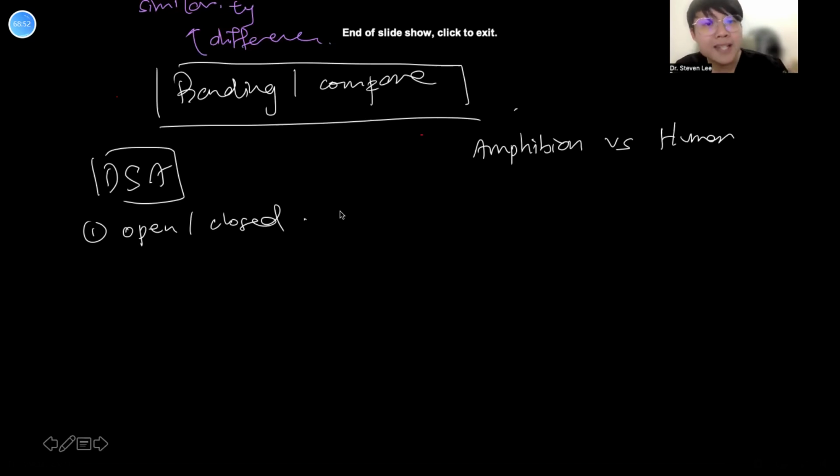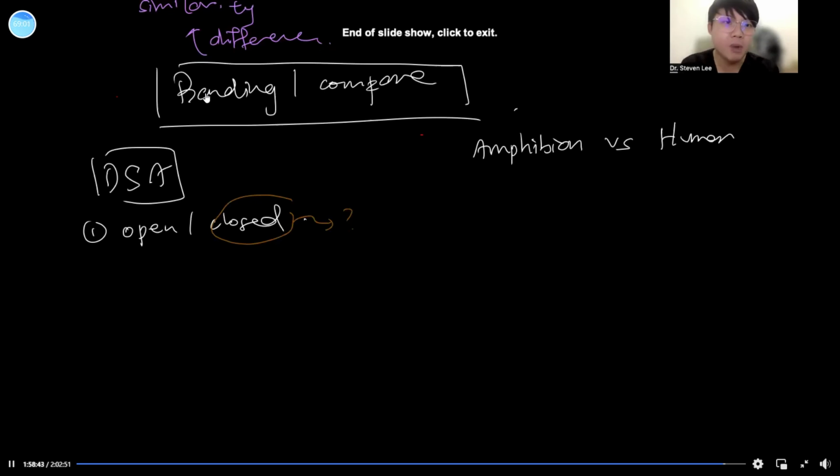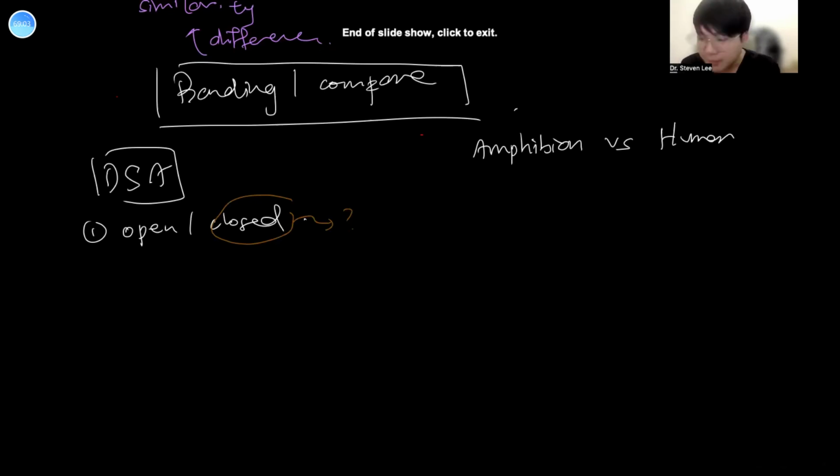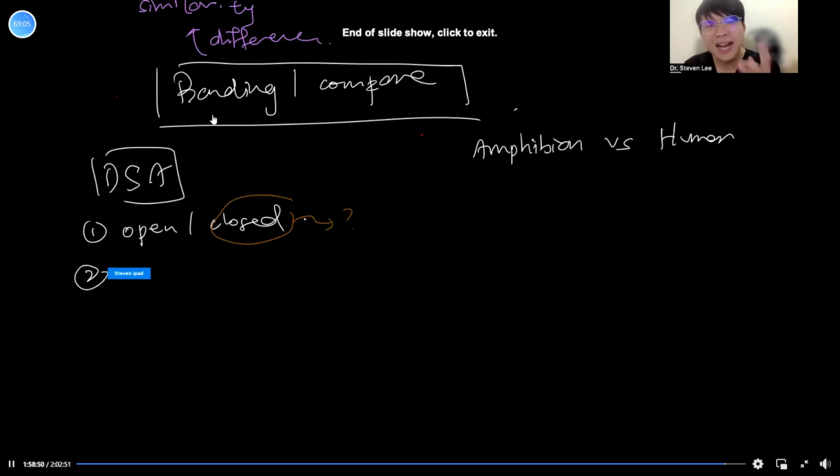Satu markah. How do you get a second mark? You mesti kena define lah. Apakah maksud dia? What's the meaning? What's the nature? It's closed, right? Meaning, dia punya darah mengalir di dalam saluran darah. Blood is flowing within blood vessels. Second, 2 marks. Number 2, you have to ask yourself, is this single or is it double?